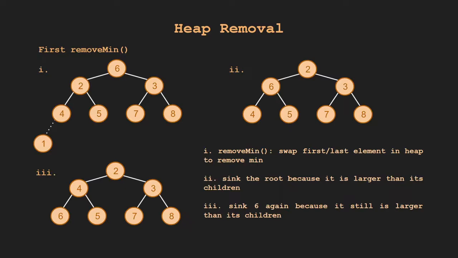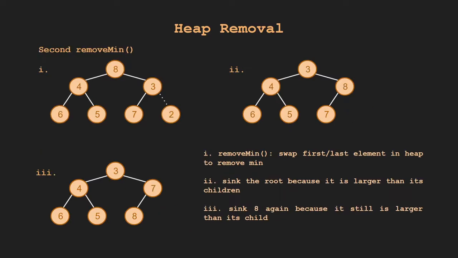We're going to sink it by switching it with its smaller child 2. So we're going to push 2 up and sink 6 down. And then after that, we're going to do the same thing with 4. So we're going to raise 4 up and push 6 down. And then again, the second time, we're going to repeat the process, but with 2.